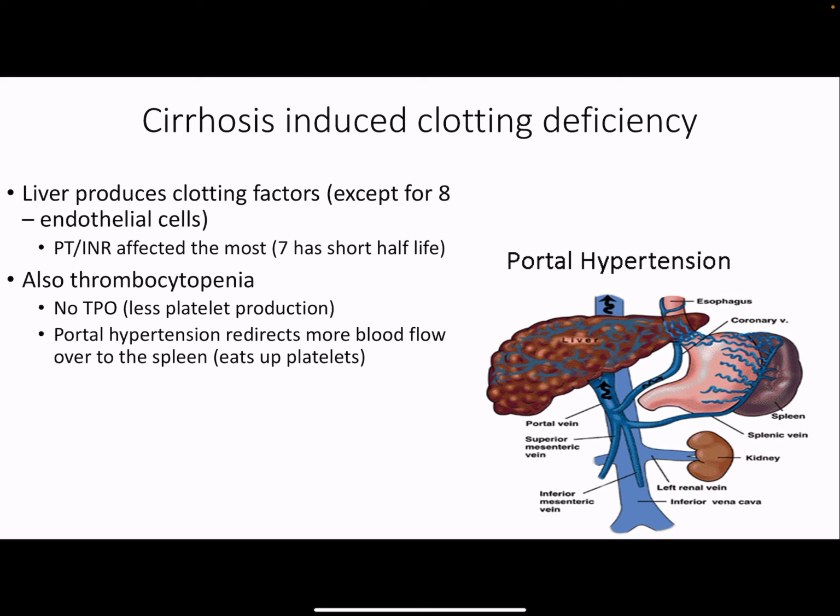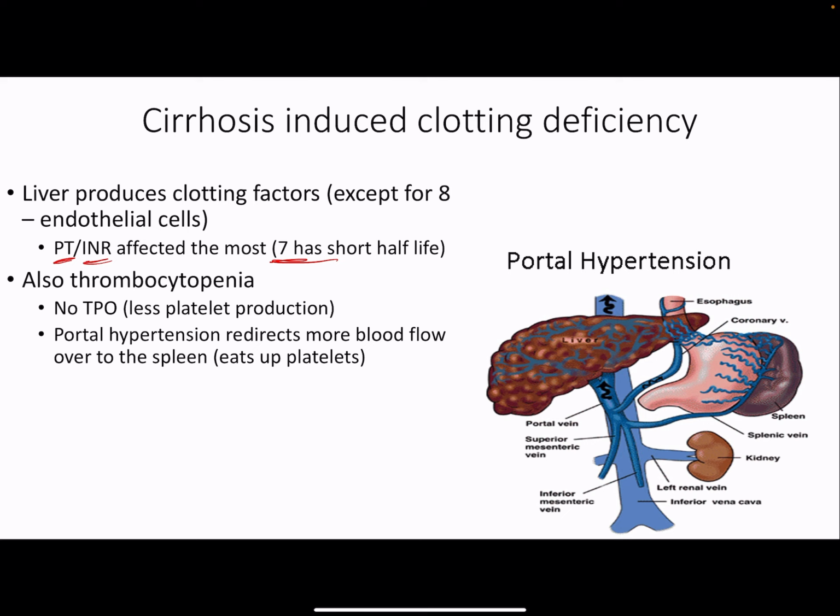Cirrhosis-induced clotting deficiency. Remember that for pretty much everything except factor VIII, the liver is going to be like a central player. So if you have cirrhosis, you can't produce a lot of your clotting factors. Because, again, 7 is the shortest half-life, the PT or the INR, which is just the normalized ratio of the PT, is going to be the most significantly affected.